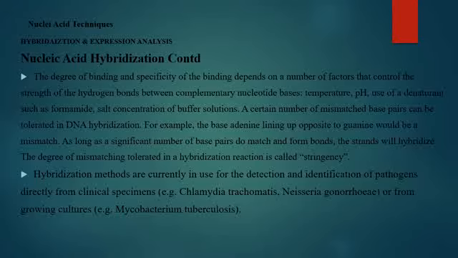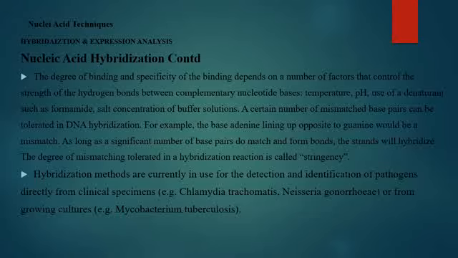Now, however, in DNA hybridization, we can accept a certain number of mismatch base pairs. So some portion or to an extent is tolerated. So for example, the base adenine lining up opposite to guanine would be a mismatch because G against C is not G against A. However, this can be to an extent allowed. As long as a significant number of base pairs do match and form bonds, the strands will still hybridize.